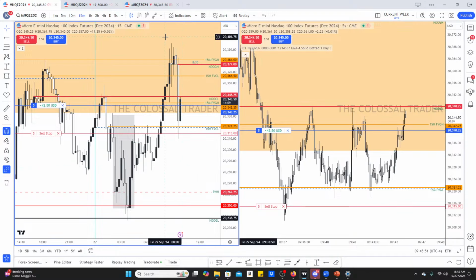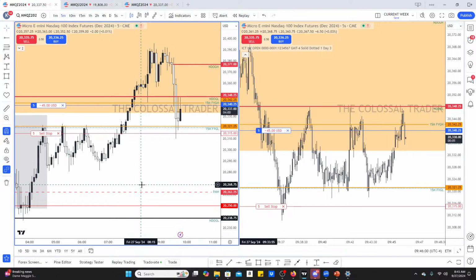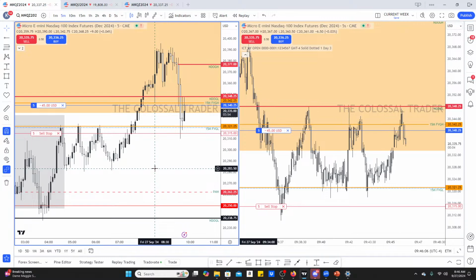Again, people are short here. They have their stop loss up here. So look on the 5-minute time. Let's see how that looks. I want to see us push aggressively higher.